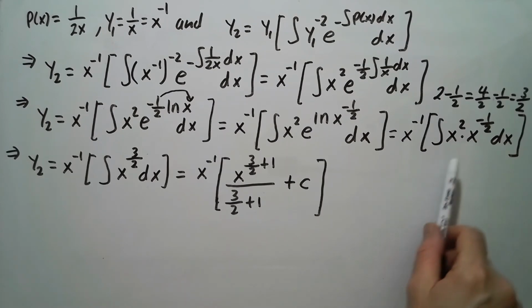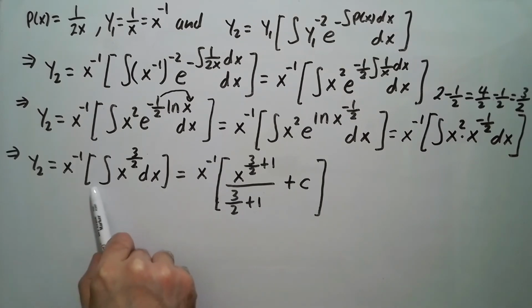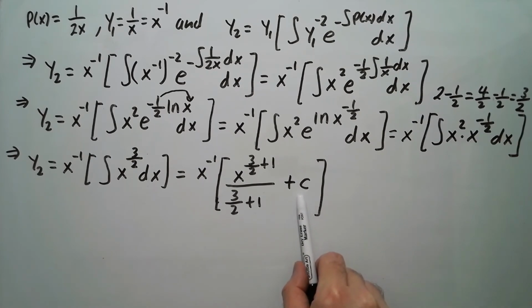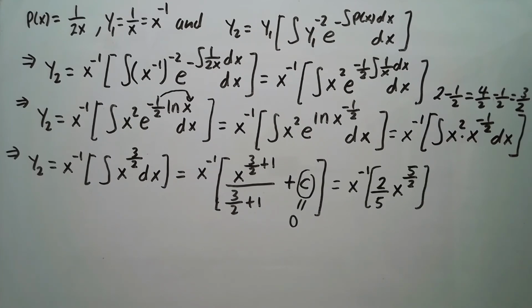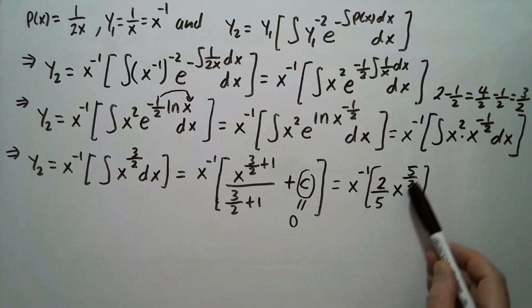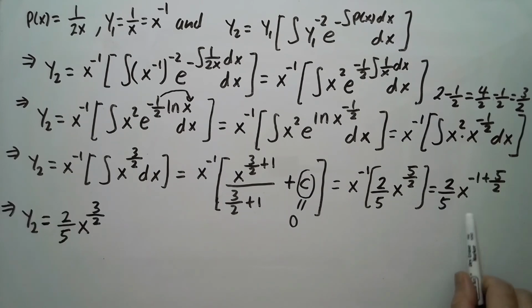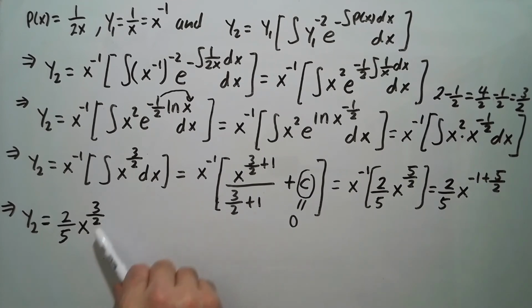Okay, so we get y2 equals x to the minus 1 times the integral of x to the 3/2 dx. So integrating x to the 3/2, adding 1 to the power, we get this. Plus c, I'm going to choose the c to be 0. So we get x to the minus 1 times 2/5 x to the 5/2. So adding the exponents here, we'll have x to the minus 1 plus 5 halves. 1 is 2 over 2, so it becomes 3 halves here. So it'll be 2/5 times x to the 3 halves. So this will be a solution also.